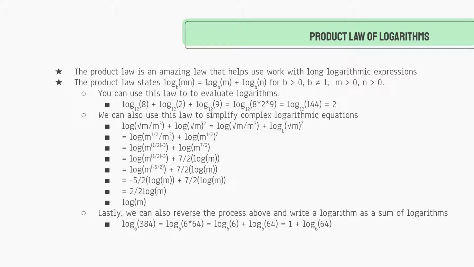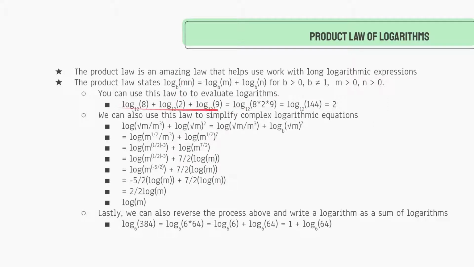The first way you could use it is to evaluate logarithms. For example, you're given these three numbers here. What you could do is type each one of them into your calculator and then add them all together, which would take a long time. These would be decimal places, not proper numbers, so you would have a rough estimate of what these would equal. However, using the product law, we simply plug these into the equation.